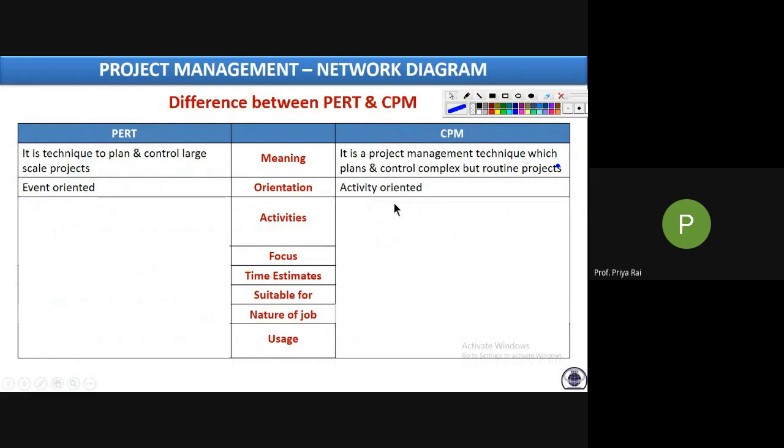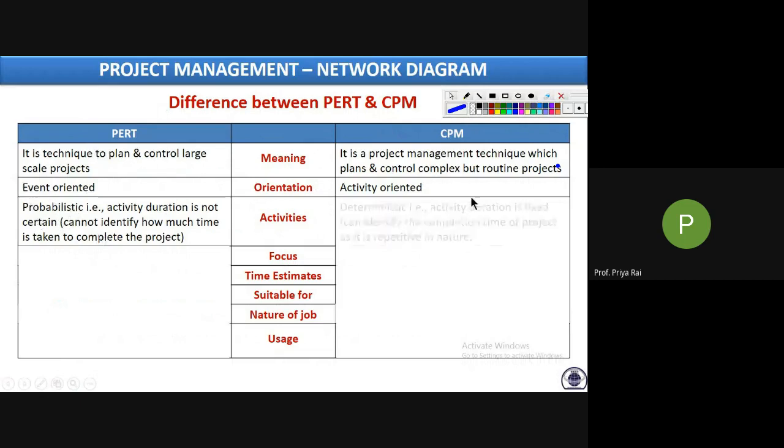Now comes the condition or nature of the activity. In the PERT network diagram, the activities are probabilistic. That means it is uncertain. We don't know the exact time it will take to complete, we don't know that exact value. So that duration is uncertain. That's why activity is probabilistic in nature, whereas in case of CPM it is deterministic. Deterministic means it is fixed. We know it is certain, so activity duration is fixed.